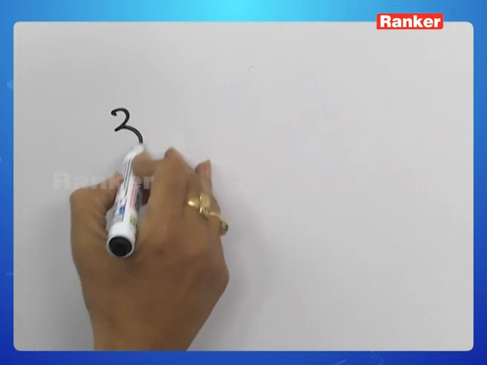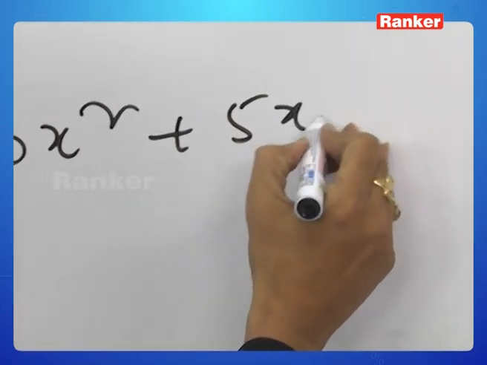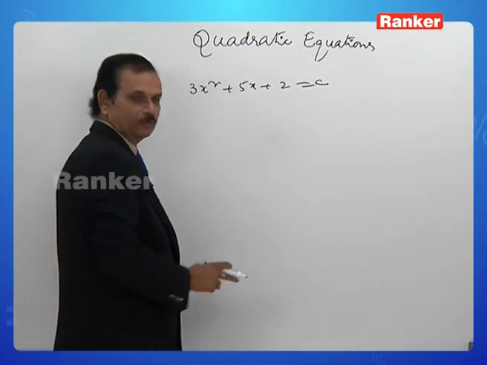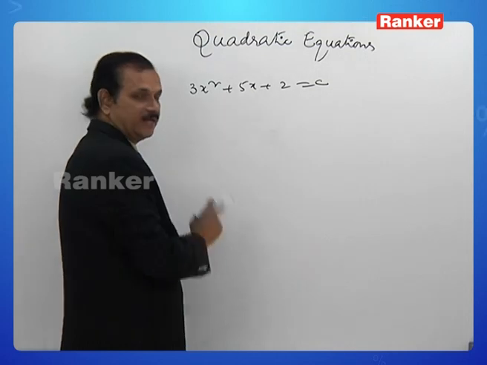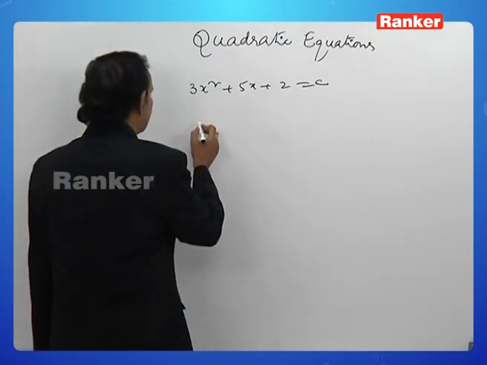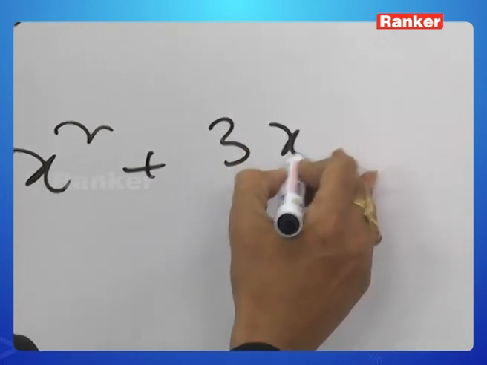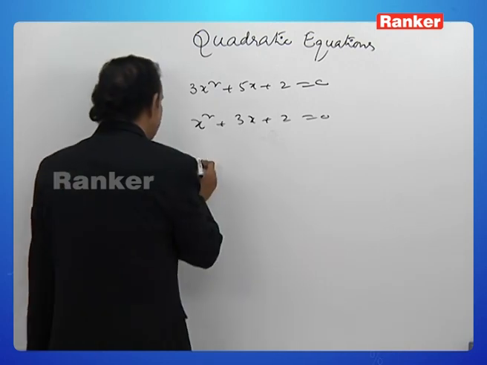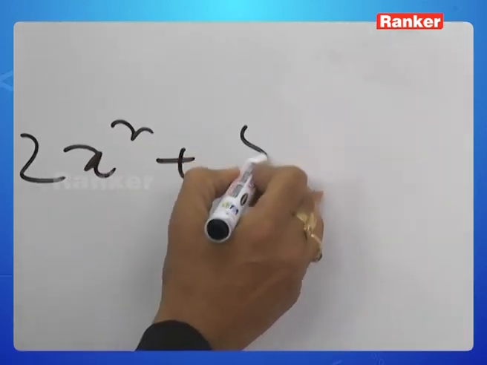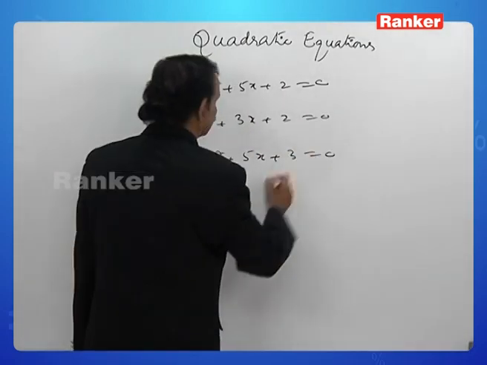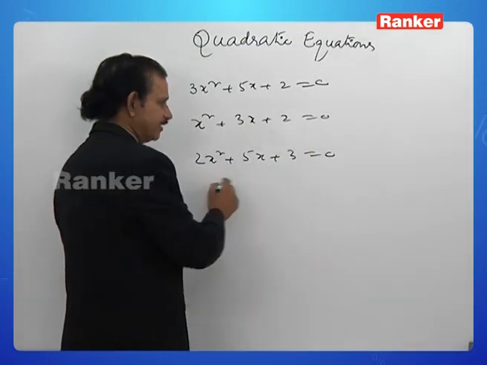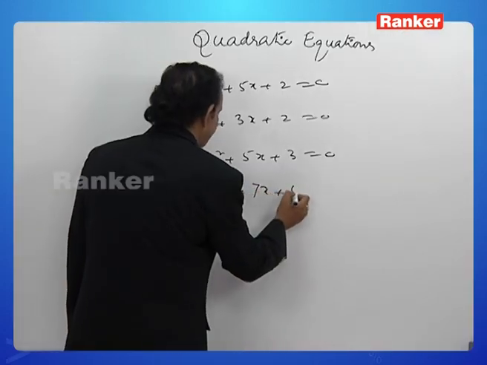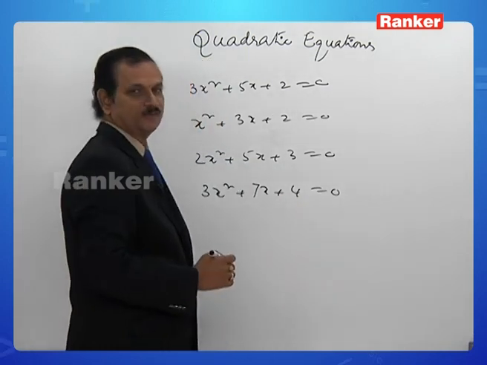One more. Observe the equation 3x square plus 5x plus 2 is equal to 0. First plus last is equal to middle, that is a plus c is equal to b. One more. X square plus 3x plus 2 is equal to 0. 1 plus 2 is equal to 3. Another, 2x square plus 5x plus 3 is equal to 0. First plus last is equal to middle, that is a plus c is equal to b. 3x square plus 7x plus 4 is equal to 0. Again the same concept is being observed here.